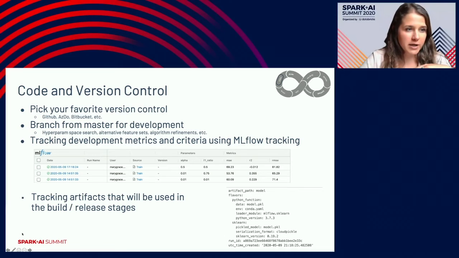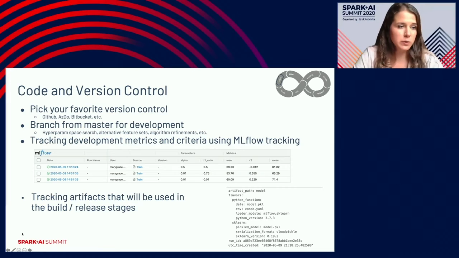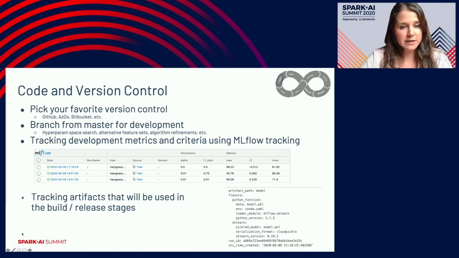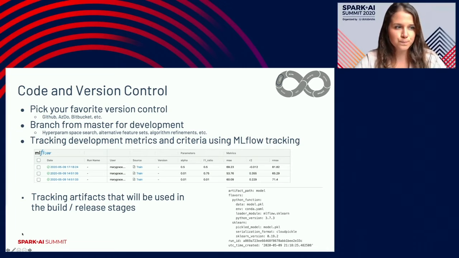And that's where MLflow tracking comes in, right? So that's where those metrics and all of that criteria can be tracked within the MLflow tracking server. So as I'm developing this new ensemble refinement to my model, I have a good picture of what I've tried, what's worked, what hasn't, and what is being deemed successful depending on those measures of variance that I'm using. And then lastly, MLflow is going to be the place to track any additional artifacts that will be used in the downstream build and release stages.